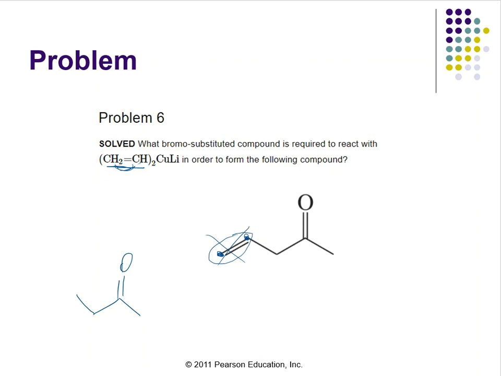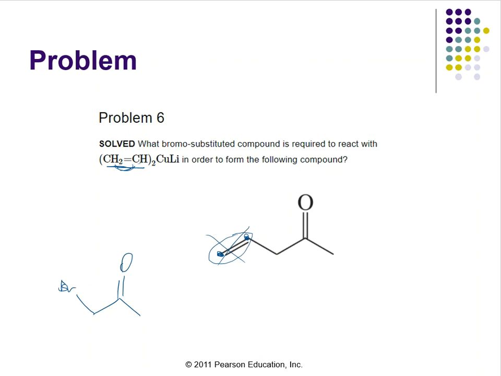And folks, this bond that sticks out now, this is going to a carbon in the product, but it's not going to go to a carbon here. It's going to go to a halogen instead. So something like a bromine or an iodine, maybe a chlorine, can go there as well. But those are the halogenated alkanes that I need to bring to the table.